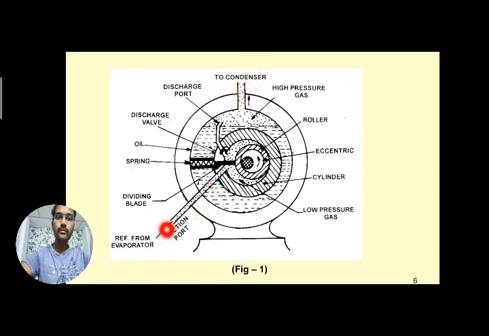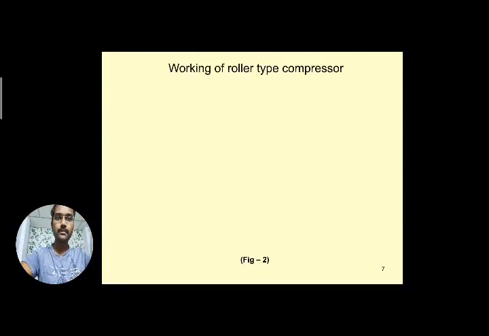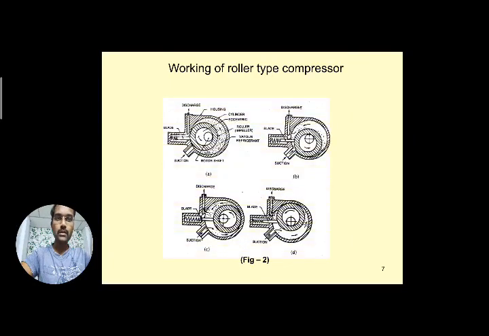Here, through the suction port, refrigerant from the evaporator is entering. You can see the spring along with the dividing blade, and at this suction port the low pressure refrigerant is entering. So all these are the components included in the roller type of compressor. Remember, you can have the diagram of this particular thing. We'll see the next case after this roller type compressor. Just we will see the working. So just have a look here.